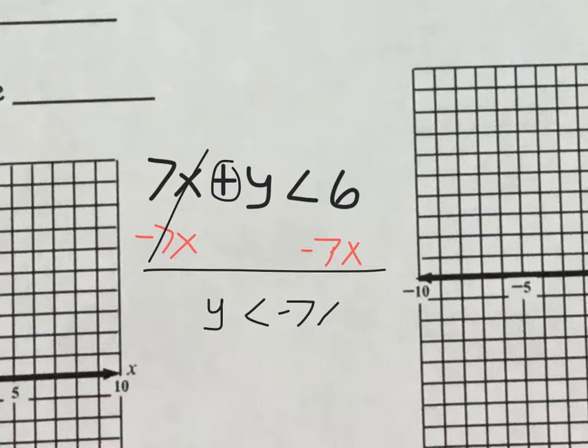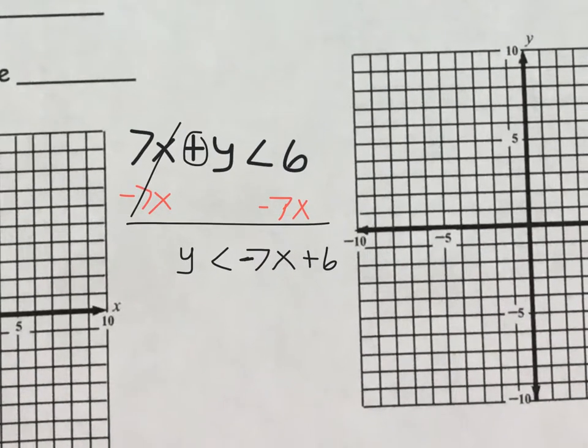Oops, sorry, I should have put a negative there. -7x and then a +6. Okay. So because I have a +1y by itself, I don't need to do anything there. I can just leave that by itself, okay? All right, so now I'm ready to graph.